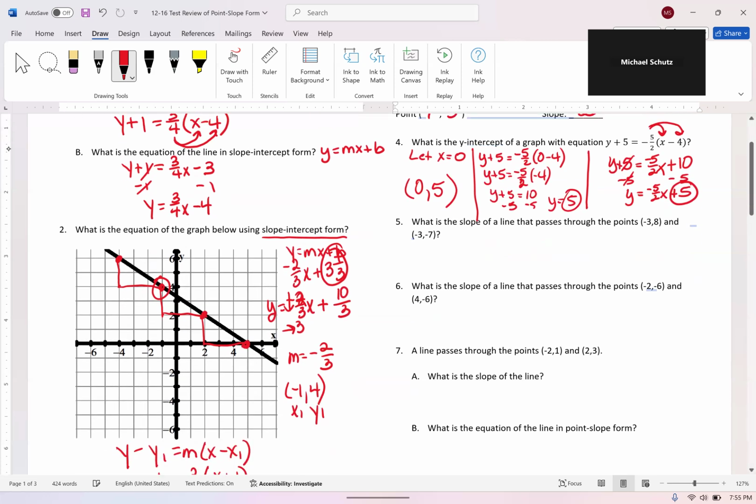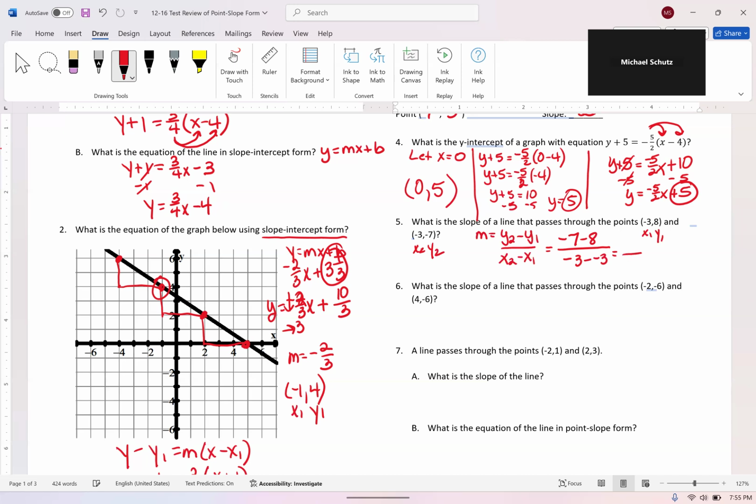Let's look at number 5. It says, what is the slope of a line that passes through the points -3, 8 and -3, -7? Okay, to find the slope when given 2 points, we use this rule. y2 minus y1 over x2 minus x1. So the first point we label x1, y1. The second point we label x2, y2. All right, y2 minus y1, -7 minus 8. x2 minus x1, -3 minus -3.